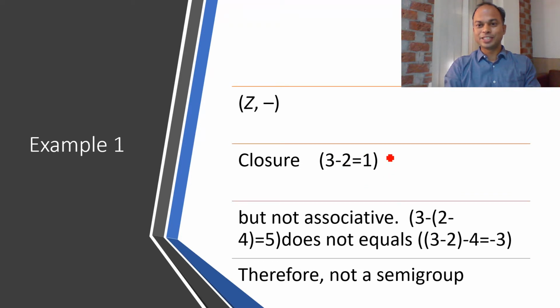We can take any integer. If we apply the binary operation minus on these two integers, and the result belongs to integers, we can conclude that closure property is satisfied. When we talk about the associative property, it is not supported here because the first one gives the result 5 and the second operation gives the result minus 3. Therefore, associative property is not satisfied. So we can say that this algebraic structure is not a semi-group, because for a semi-group, the closure property should be satisfied and also the associative property should be satisfied.